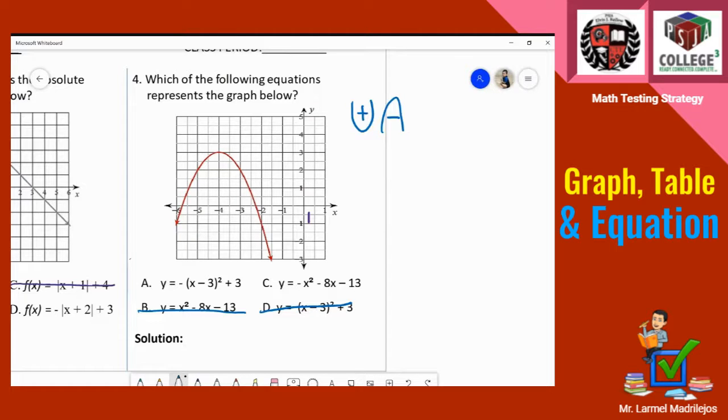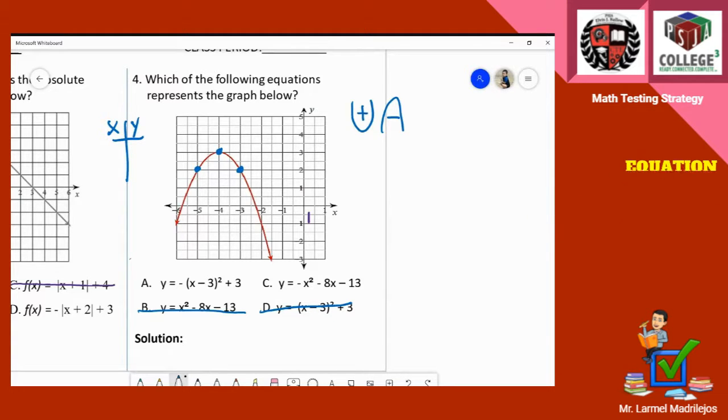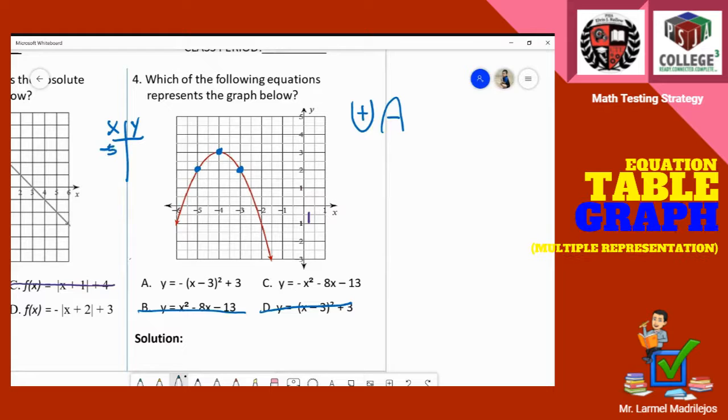Okay. Next, I'm going to choose points. Point there, point there. Let's use this point here. Okay, I'm going to use those points. Let me write it here. X, they use Y. I'm going to put Y here. So negative 5 and 2. And this is negative 4 and 3. Negative 3 and 2. I keep on using 3 points, okay? You can use more if you want, but 3 is enough.